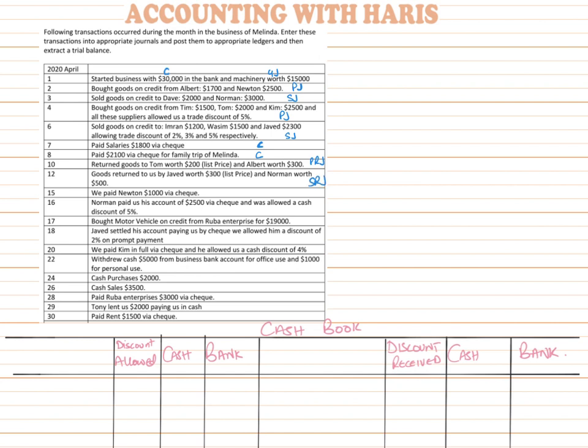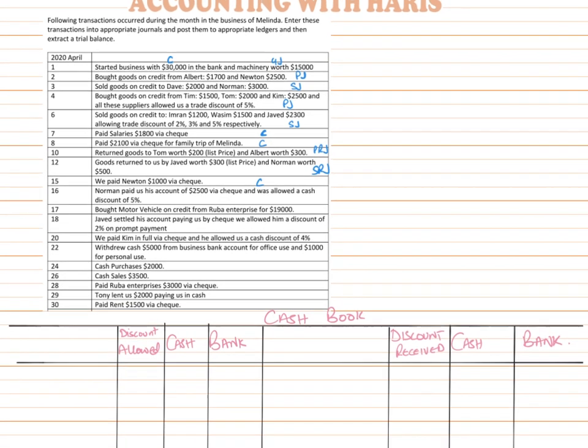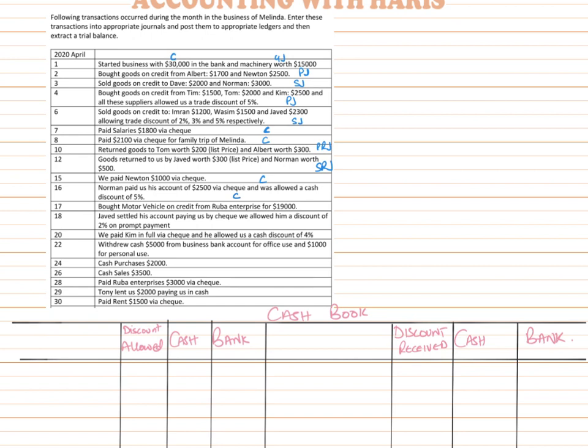We paid Newton via check, so this involves our bank account, so this would come in cash book. Norman paid us his account, this would also come in cash book because this involves check. And bought motor vehicle on credit, since we are buying motor vehicle on credit, this does not involve any cash or bank as of now, and it does not include goods, so this would be recorded in journal. Javed settled his account paying us by check, we are getting money in our bank account, so this would be recorded in cash book.